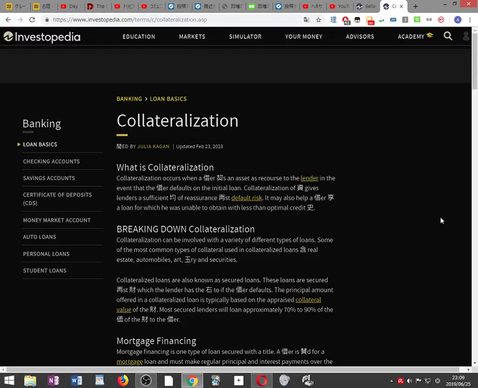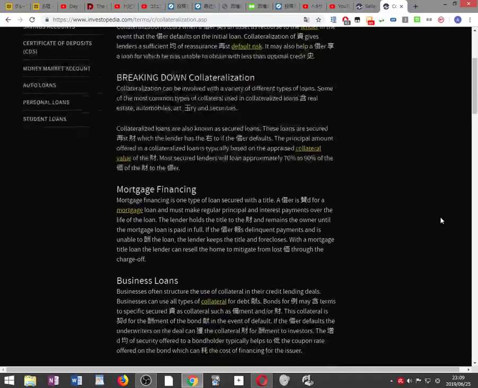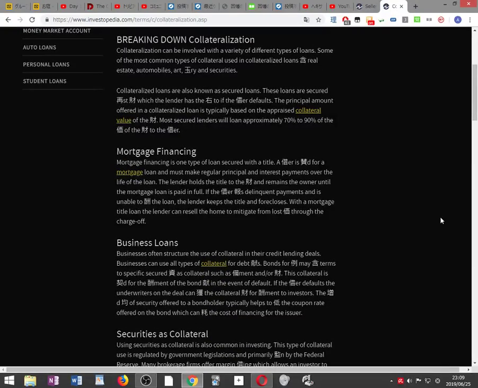Breaking down collateralization. Collateralization can be involved with a variety of different types of loans. Some of the most common types of collateral used in collateralized loans include real estate, automobiles, art, jewelry, and securities. Collateralized loans are also known as secured loans. These loans are secured against property which the lender has the right to if the borrower defaults. The principal amount in a collateralized loan is typically based on the appraised value of the property. Most secured lenders will loan approximately 70% to 90% of the price of the property to the borrower.